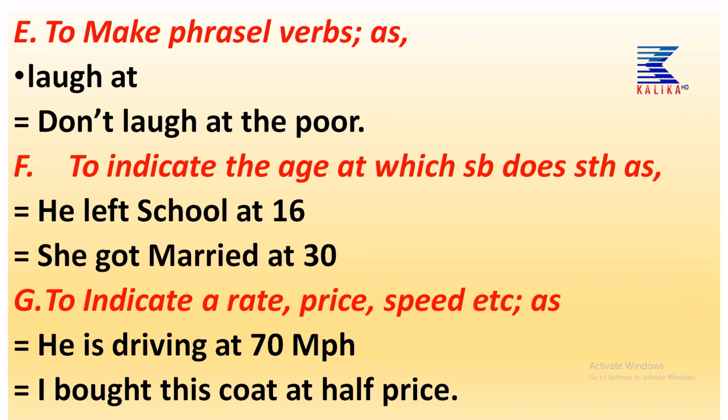Now, the next use of at is to indicate the age at which somebody does something, like he left school at 16. She got married at 30. So, we use it for age also. The next use of at is to indicate a rate, price, speed, etc., as he is driving at 70 miles per hour. Okay.